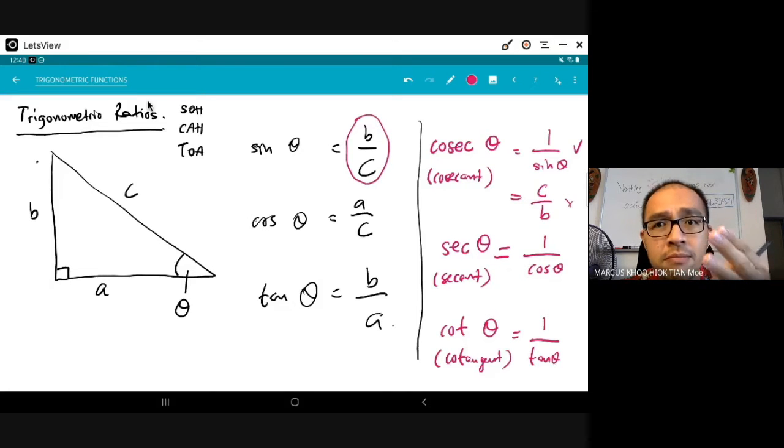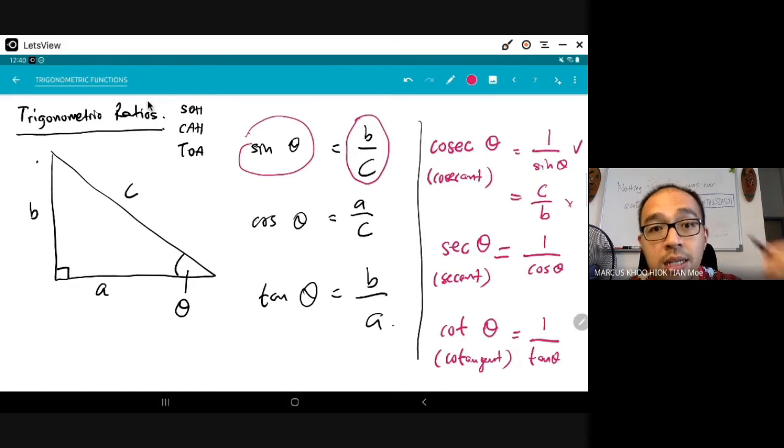You don't need to memorize this, not because it won't be given in the formula, but because it is such a simple thing to remember. Just remember and then count it: sine, cosecant, cos, secant, tangent, cotangent. The basic is still the same. Sine theta is B over C, so cosecant theta will be C over B. Cos theta is A over C, therefore secant theta is C over A. It's just the inverse of the sine, cos, and tangent.